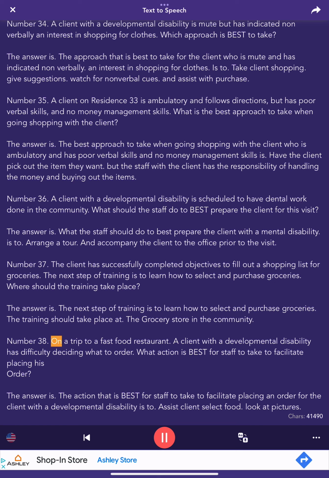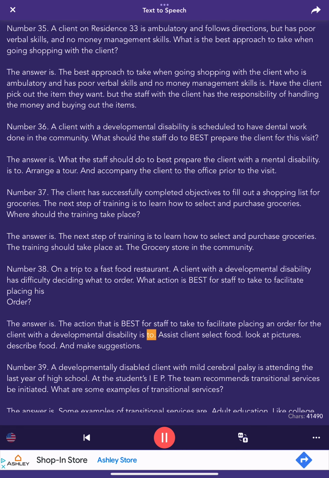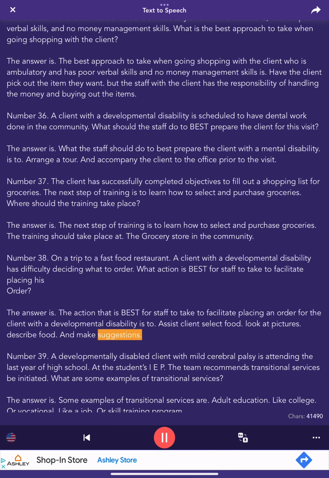Number 38. On a trip to a fast food restaurant, a client with a developmental disability has difficulty deciding what to order. What action is best for staff to take to facilitate placing his order? The answer is, the action that is best for staff to take to facilitate placing an order for the client with a developmental disability is to assist the client to select food, look at pictures, describe food, and make suggestions.